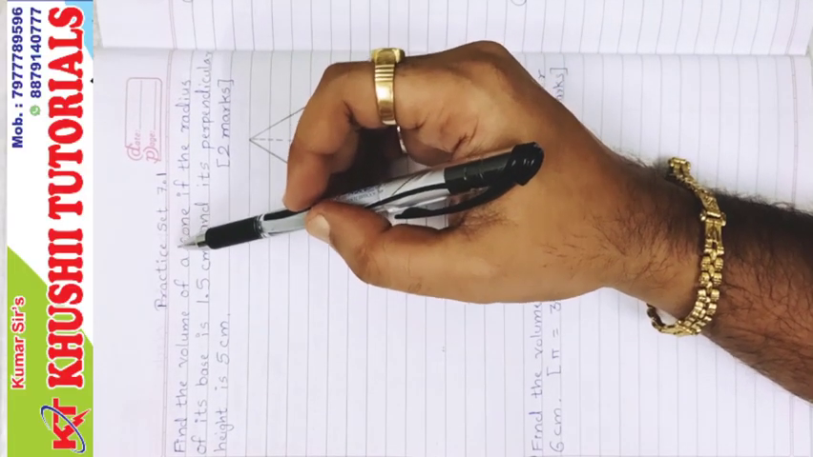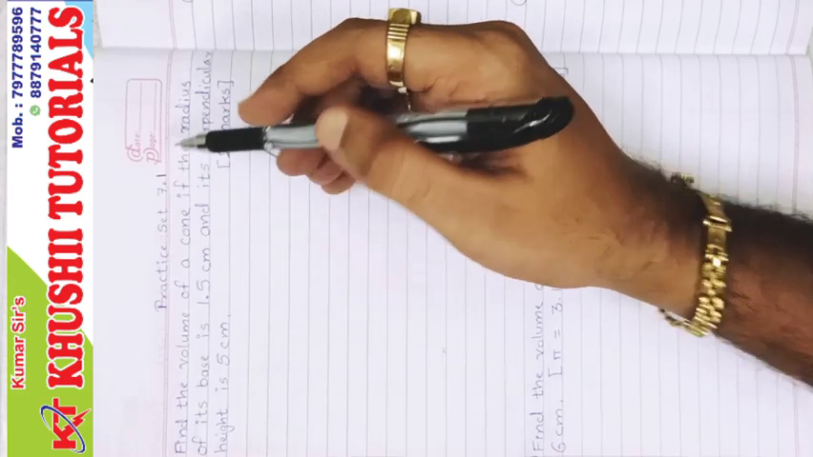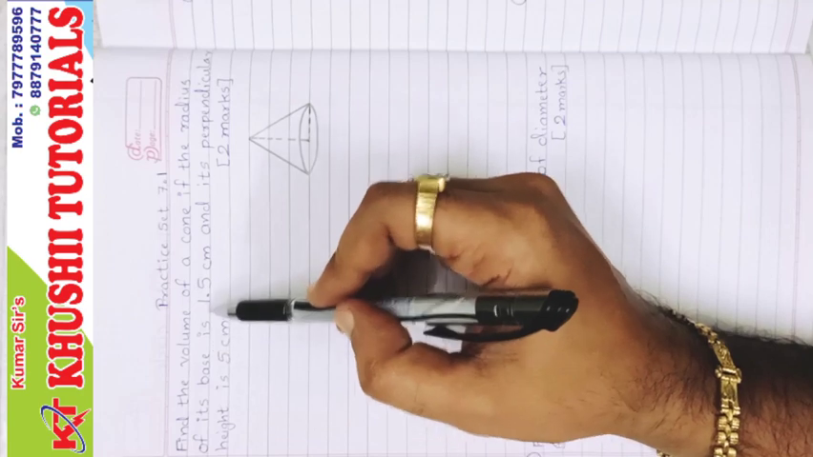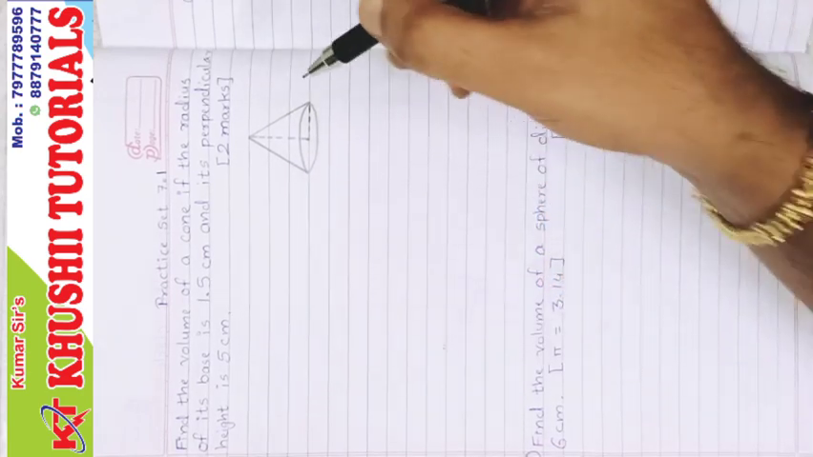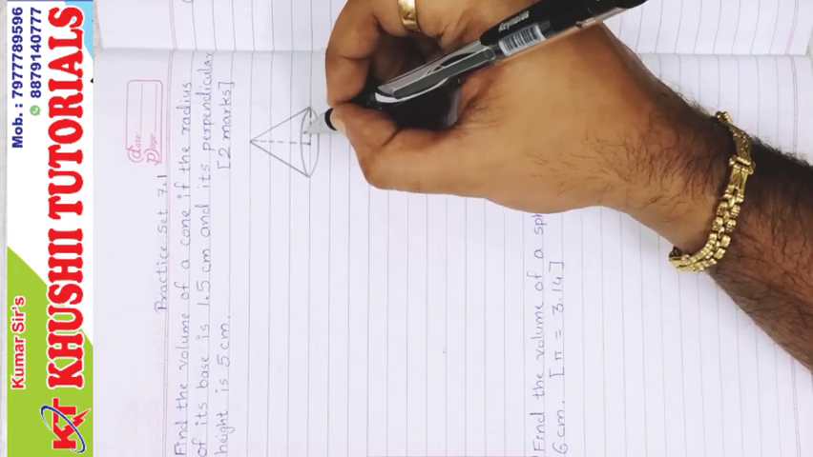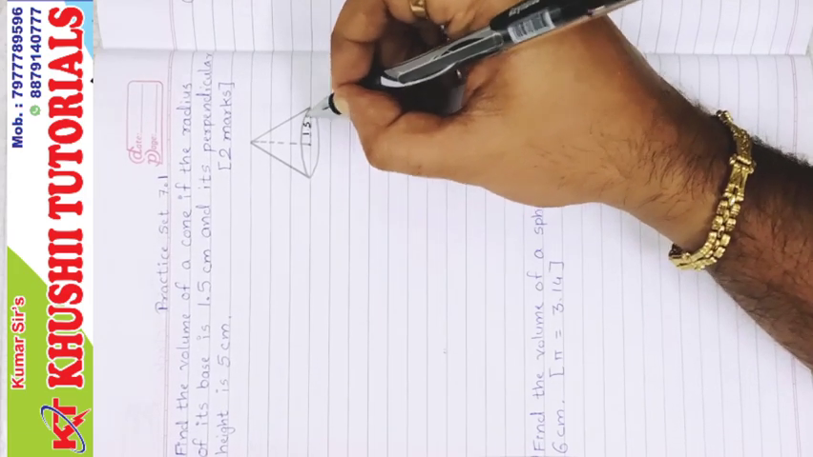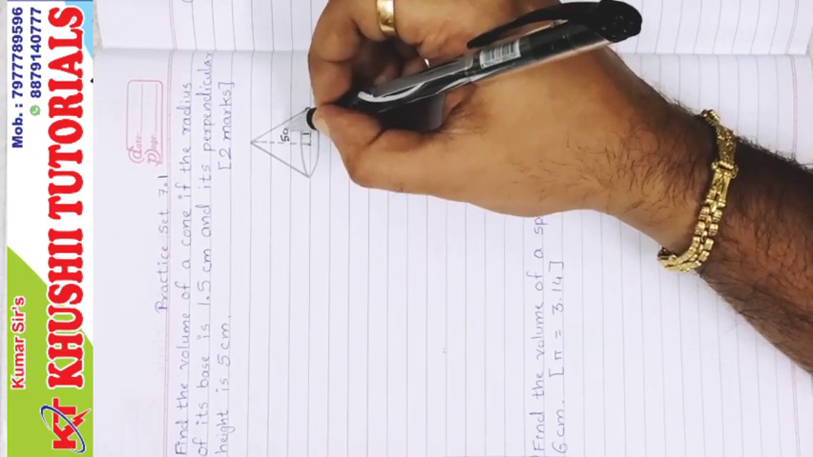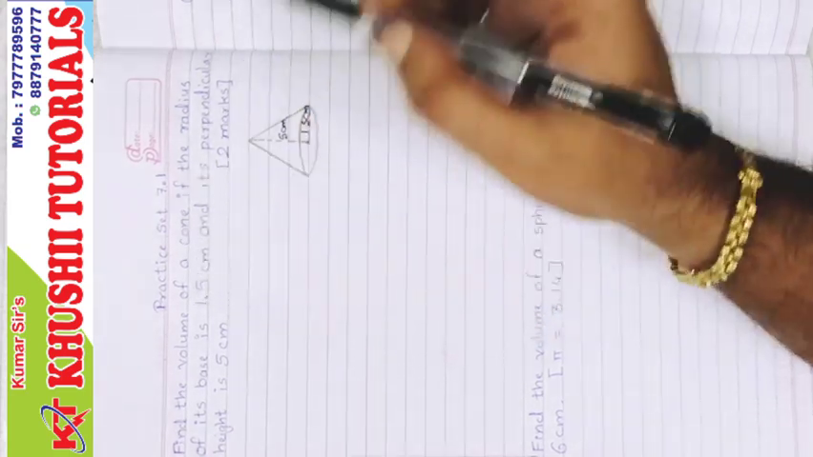Chapter number 7, Mensuration, practice set 7.1. The first sum. Find the volume of the cone if the radius of its base is 1.5 centimeter and perpendicular height is 5 centimeter. We need to find the volume of the cone.